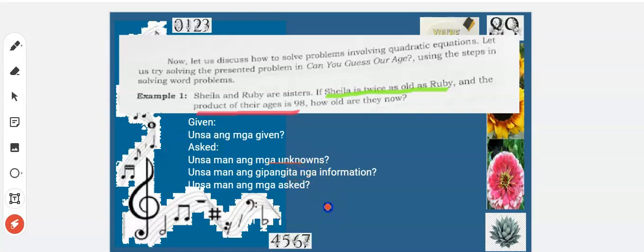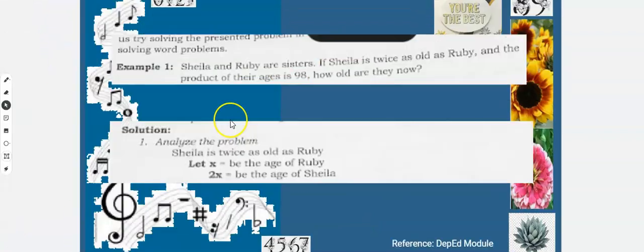Unsa man ang mga unknowns? Unsa ang gipangita nga information? Unsa ang mga ask? Alright, very good. Naa sa question ang atong ask. Ang question kay how old are they now? So, ang ask kay ang present ages ni Sheila ug ni Ruby.